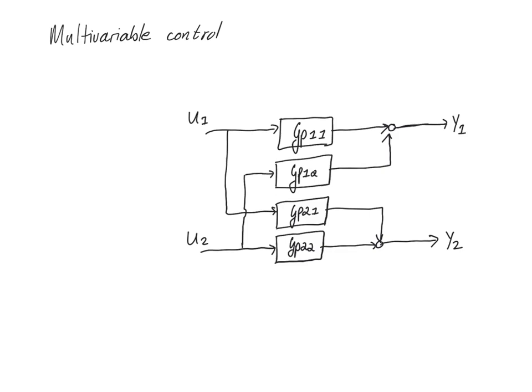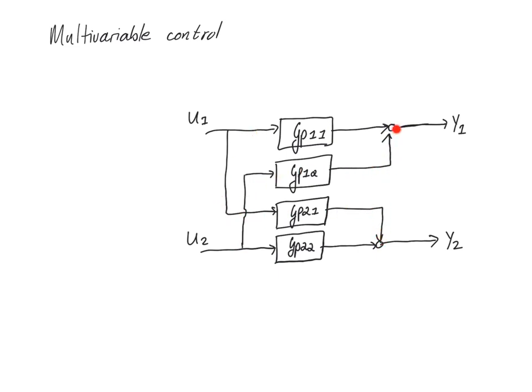Multivariable control poses a unique set of problems. For the first time, we will have to make decisions about what controlled variables should be coupled with what manipulated variables. So when we look at our diagram for a 2x2 multivariable system, we see that we have two inputs connected to the two outputs going through these transfer functions over here.